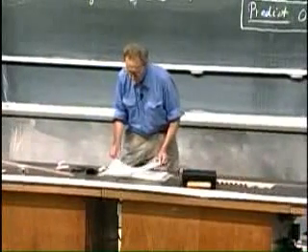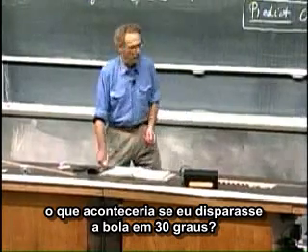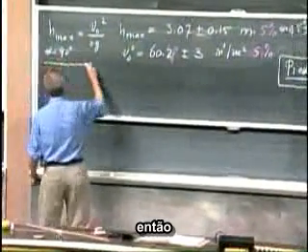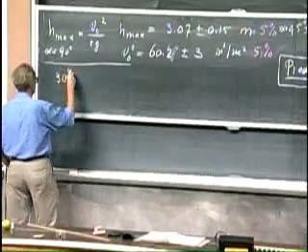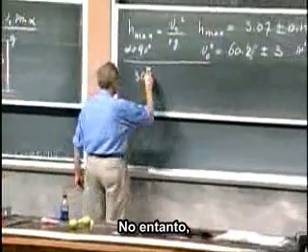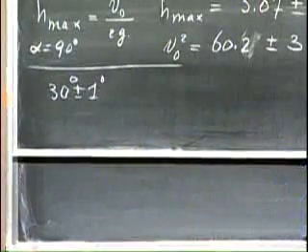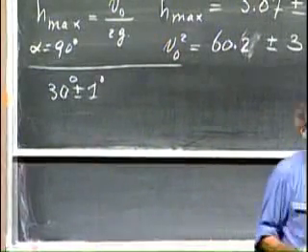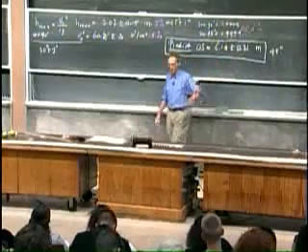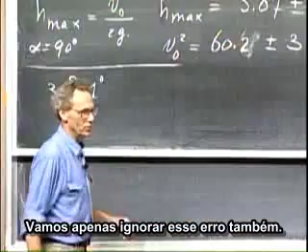So now, I wonder what happens if I fire the ball at 30 degrees. Well, if I do it at 30 degrees, then my V0 square is the same. I don't have to worry about that, I hope. However, I cannot be certain about the angle to better than 1 degree. So you will say, well, come on now. Don't be decadent. I mean, here we had an error of only 0.06% because of this 1 degree, possible 1 degree offset. Let's just ignore this error too.